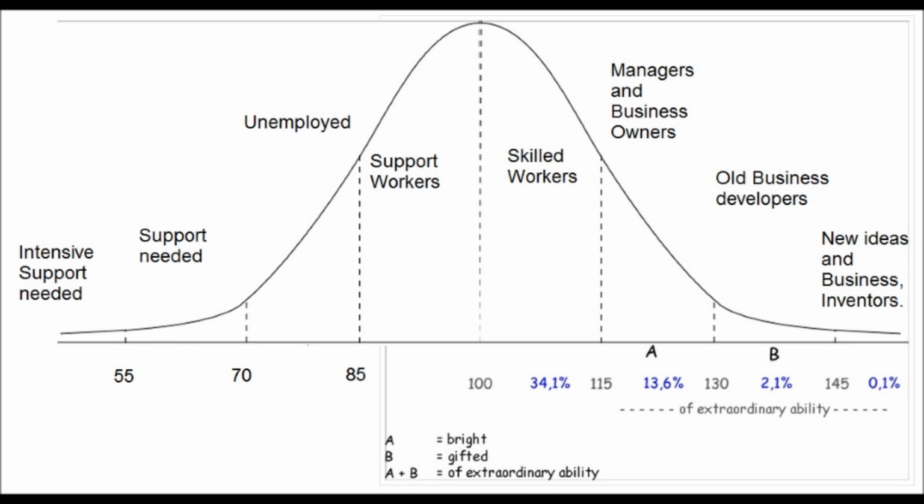above 130 but less than 145 this could be business developers for existing businesses, and above 145 are these geniuses who have new ideas and are able to invent new businesses.